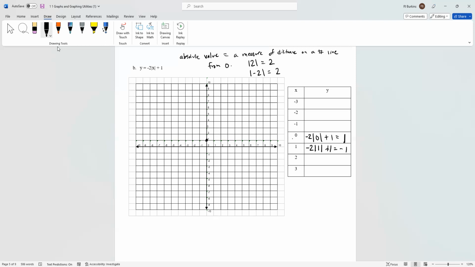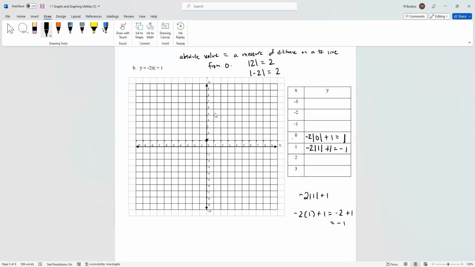So let me just do that again. All right, it's -2 times absolute value of 1 plus 1. That's -2 times 1. That's -2 plus 1, or -1.